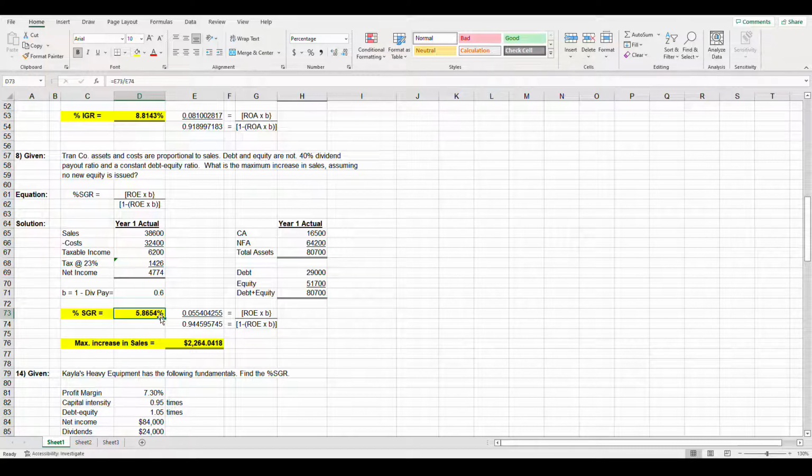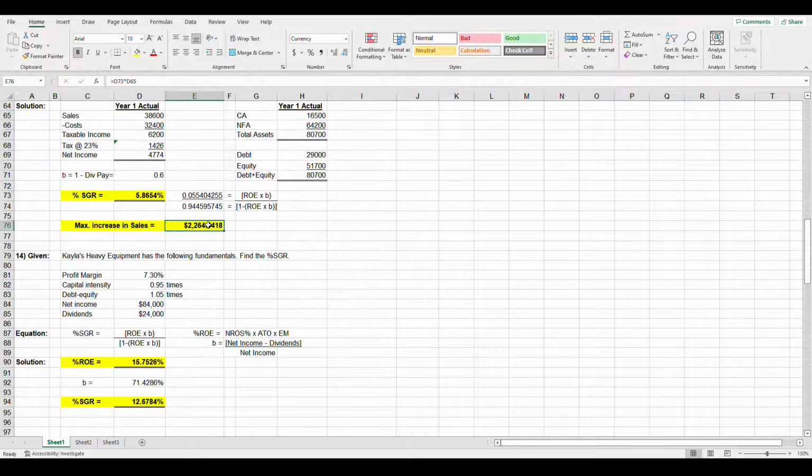The maximum increase in sales that I could get under this sustainable growth rate would be equal to D65 times D73. So 5.8654% of 38,600 is 2264.04. So that would be your maximum increase in sales dollars that you could get with this sustainable growth rate situation. Debt financing only is acceptable, and maintaining a constant debt to equity ratio would have to result of this exercise. And there are your answers to problem number 8.